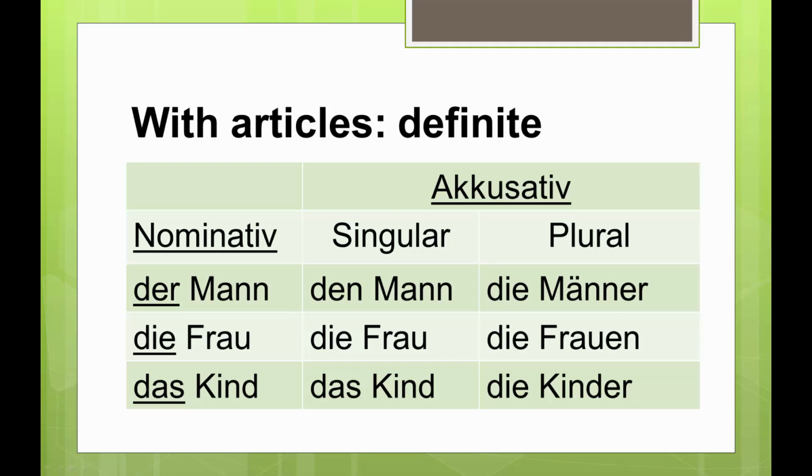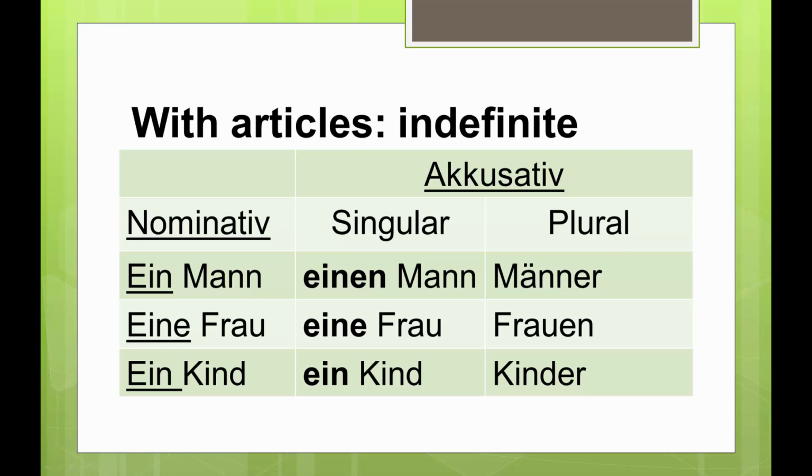And here we have the same example with indefinite articles. Nominativ ein Mann, accusative singular einen Mann, or plural Männer, no article. Eine Frau stays eine Frau, or Frauen. Ein Kind is ein Kind, no change really in the form of the article. And for the plural, as usual, we don't have an article.